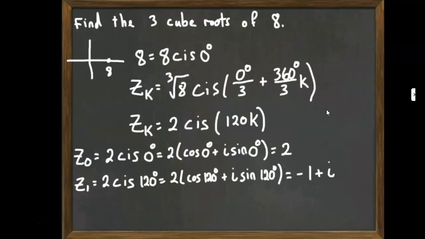So we'll have plus i times square root of 3 times 2, which would just be i square root of 3. So we have 2 times negative 1/2 gives us negative 1. 2 times square root of 3 over 2 gives us square root of 3 to go with the i. So if you took that thing and raised it to the third power, you will get 8.